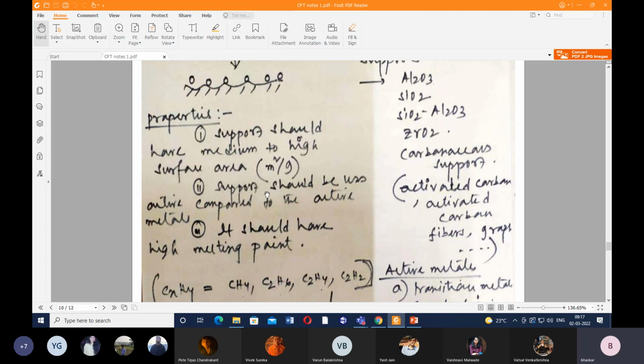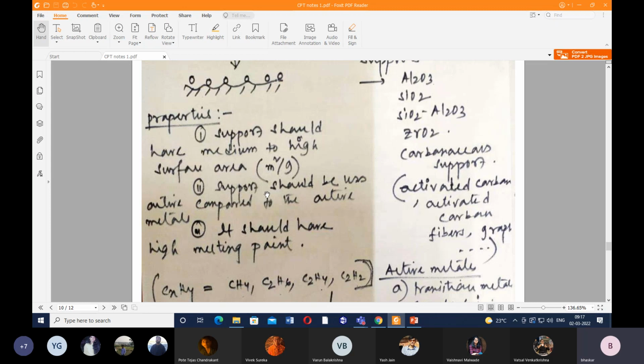But here in this case, the main role of support is to disperse the active metal. So that is why if the support is more active, then the interaction will take place between the support and the reactant. Let's assume the CxHy. If the support is quite active, the CxHy will come in contact with the support material, and the interaction will be taking place between both of them, and as a result, we will get certain product, which we don't want. We want the active metal to be more active than the support material.